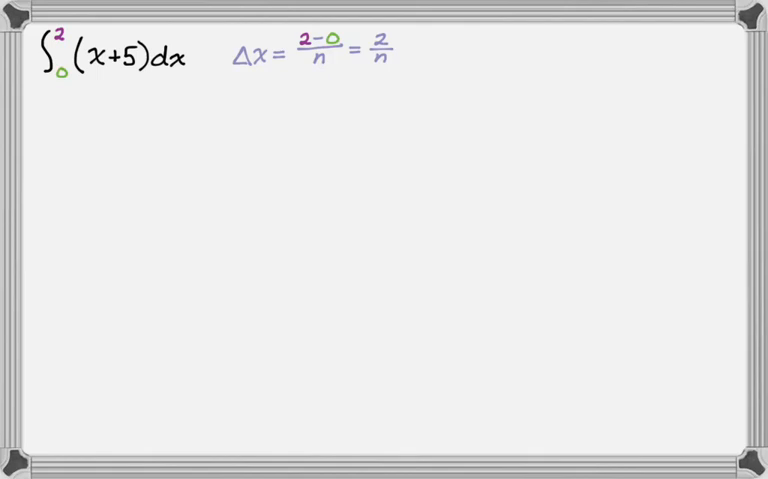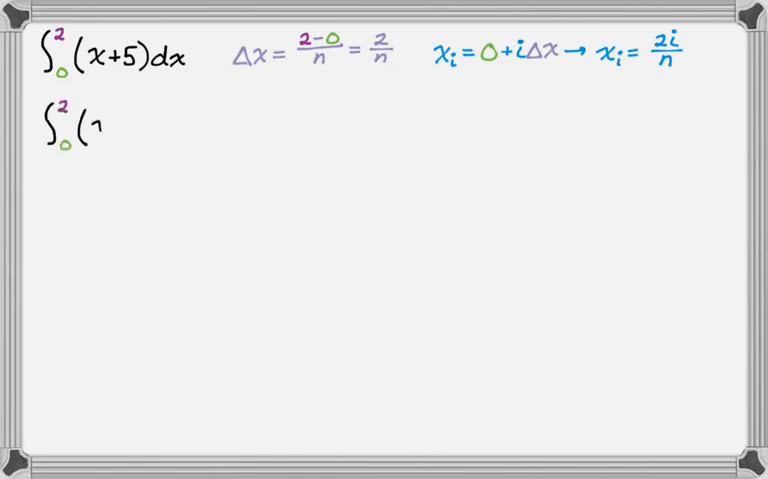We also need to find x sub i, which I call an evaluation point. An evaluation point is where you're starting, so that's a, or 0 in this case, plus i times delta x. So it's 0 plus i times delta x, but we found delta x was 2 over n. So we're going to write this as 0 plus 2i over n, but let's just write 2i over n. And we're pretty much good to go.